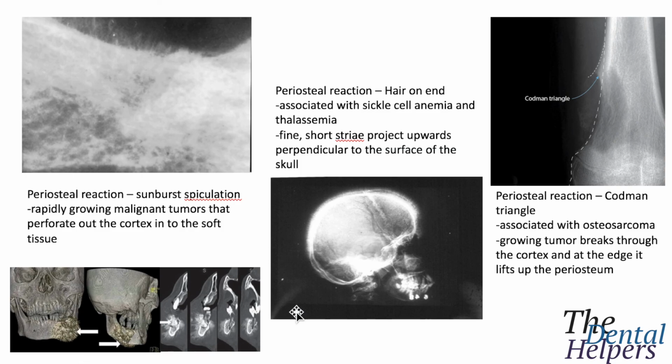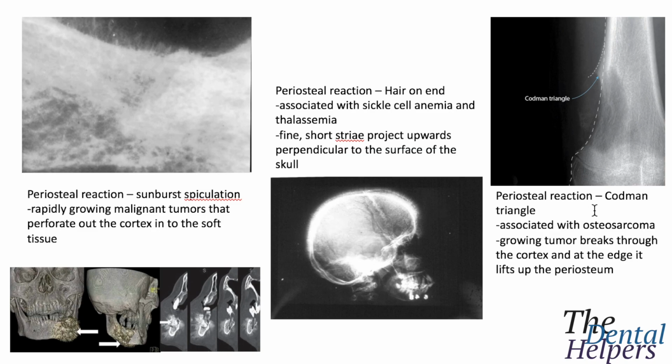You have a periosteal reaction again, and this is called hair on end. So the first one right here is spiculation, that's periosteal. The next one's hair on end, where it looks like the hairs on your arm when you get cold and they're standing upright. And this is mainly associated with sickle cell anemia and thalassemia. We have very fine, short striae projecting upwards perpendicular to the surface of the structure. So again, think about when you're cold and your hair goes straight up on your arm.